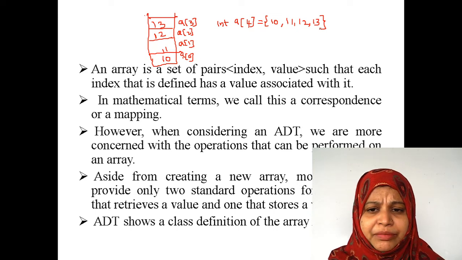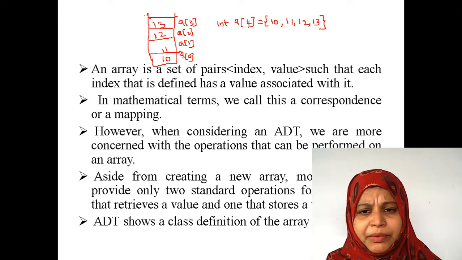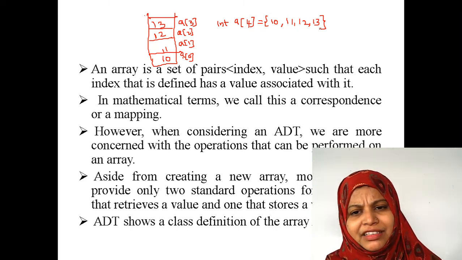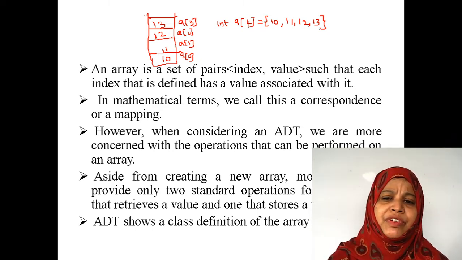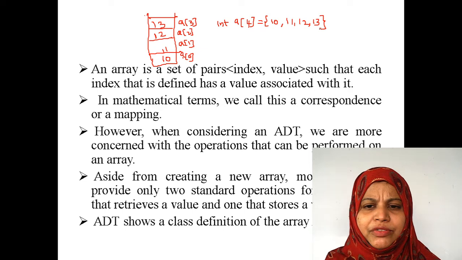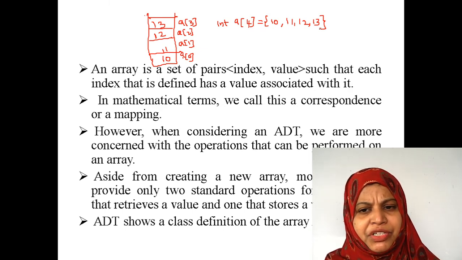To get the information 12, is it possible to get it directly? No, we have to read each and every element present in the array. First we have to go to 10, then 11, then 12, and only then can we retrieve the information 12.